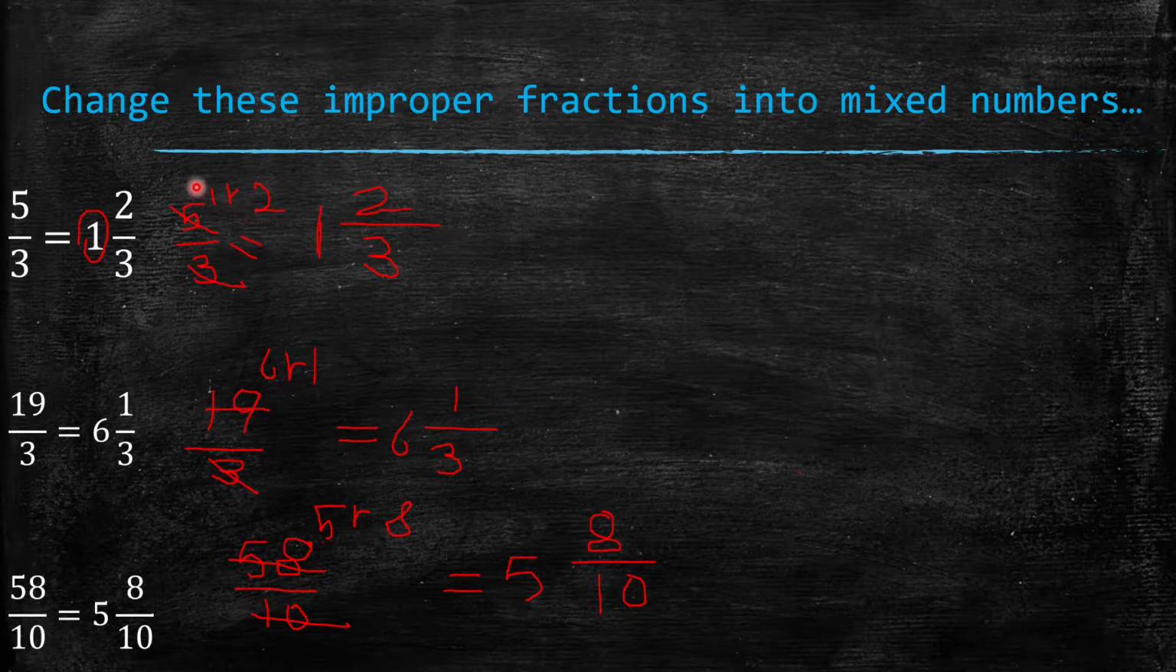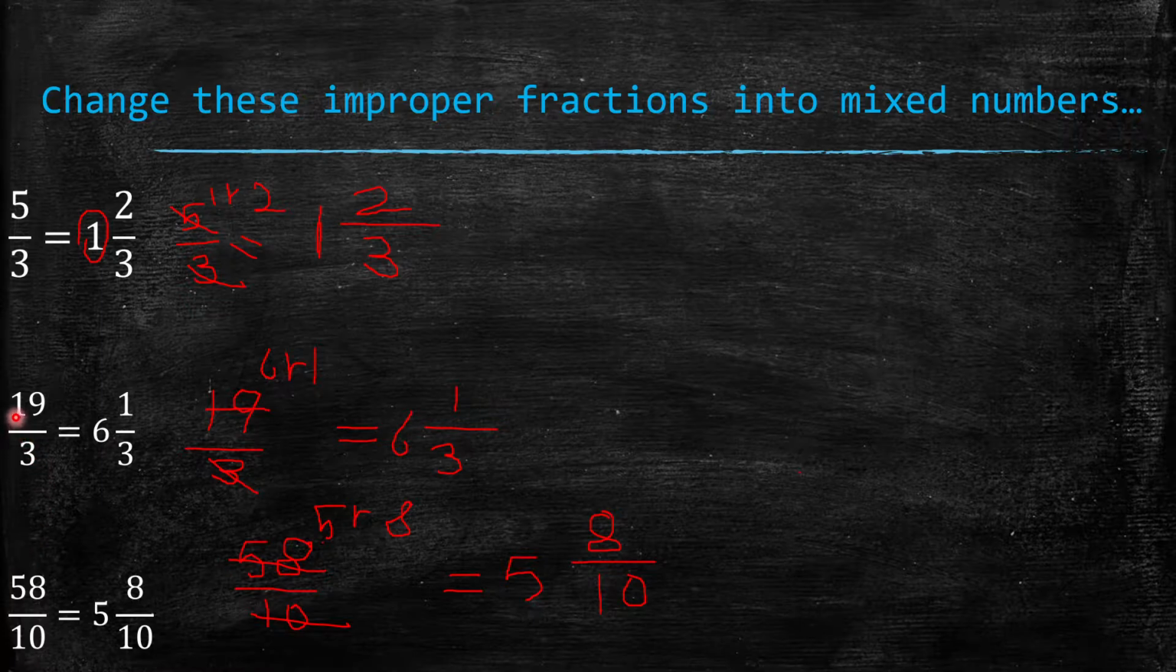So what we do is bring this 1 here and 2 here, because 1 is a whole, so 3 is 1 whole, okay, and this is the remaining 2. So 1 and then a remaining 2 over how many there were in a whole, so it became 1 and 2/3. So let's look at another example.